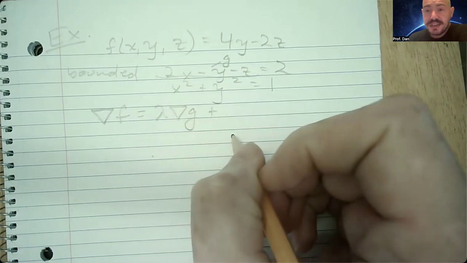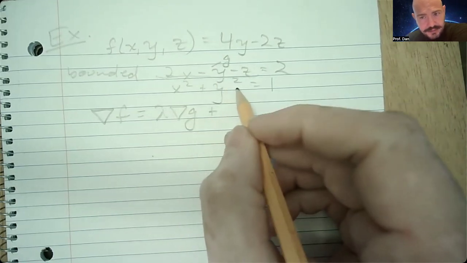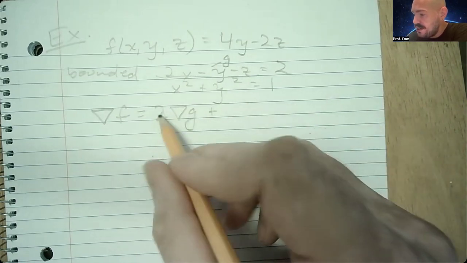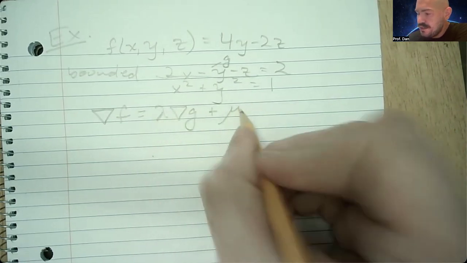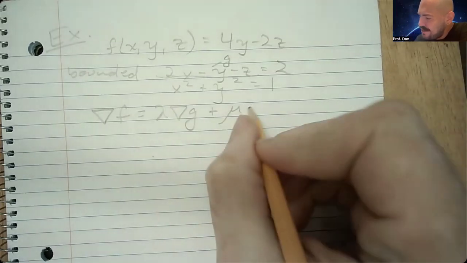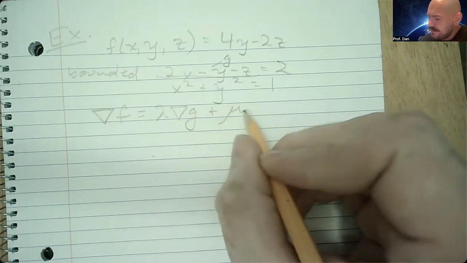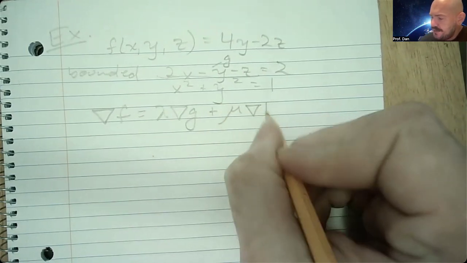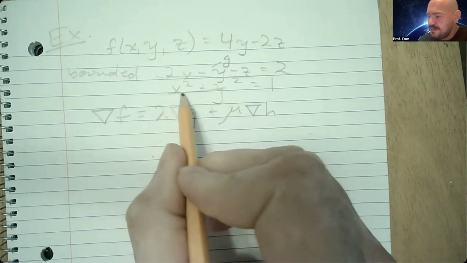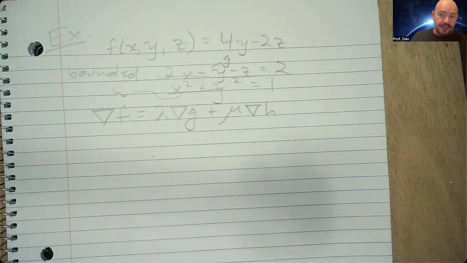plus the second Lagrange multiplier that will correspond to the second boundary. And this one will use a different Greek letter. The next one after lambda would be mu. All right, so plus mu times the gradient of h, and h is going to be the boundary equation for the second bound.